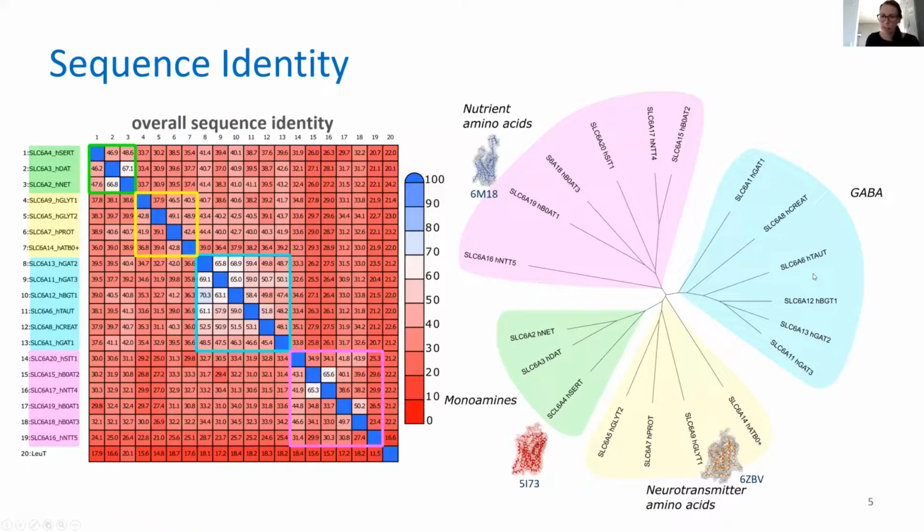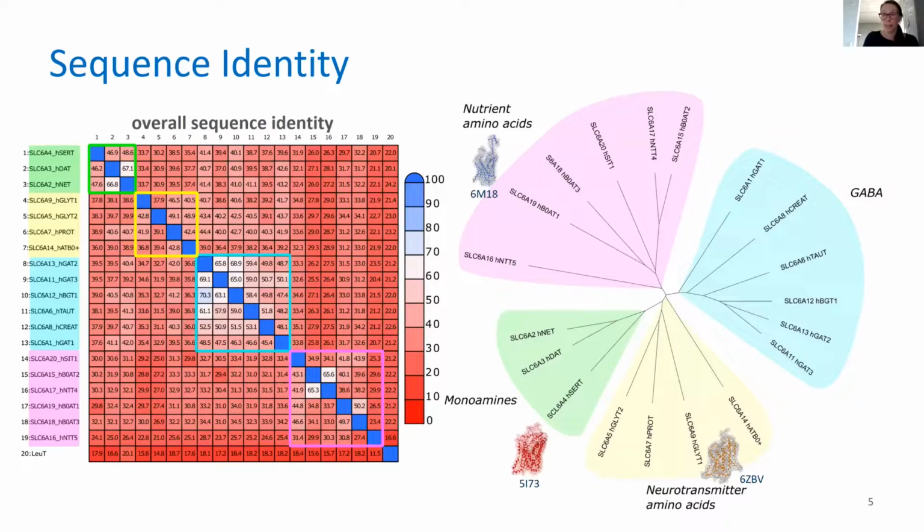Then I also want to give you a little idea about the sequence identity, so the similarity of these different transporters. In this graph, you can see the sequence identity of the different subfamilies color-coded. At first sight, you can see that the GABA transporter subfamily is mostly bluish and whitish, so this is the family that is most related to each other. From this, you can already conclude that designing selective inhibitors for that kind of family is particularly difficult because they share such high sequence identity.